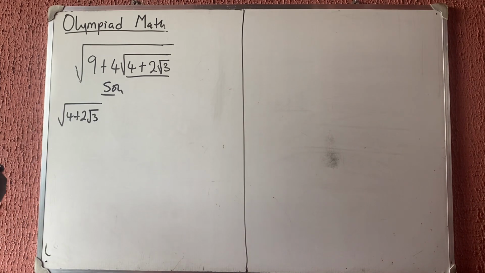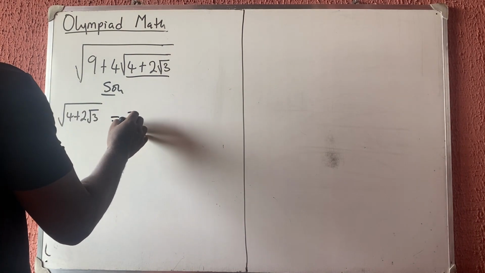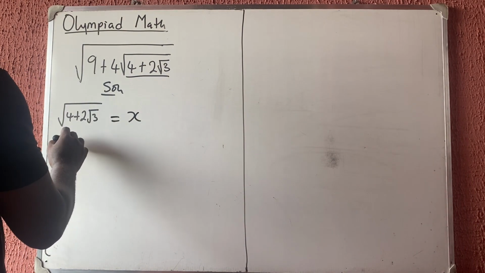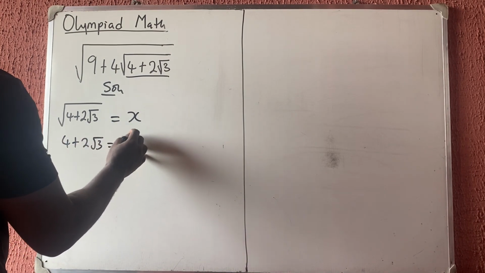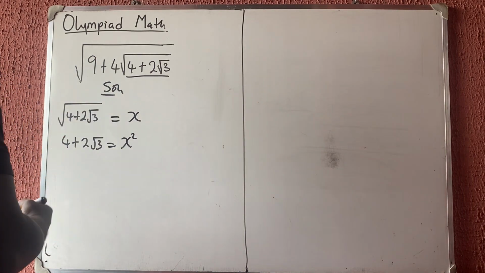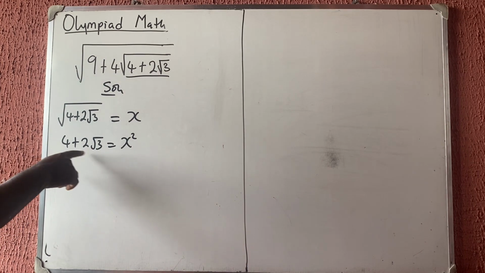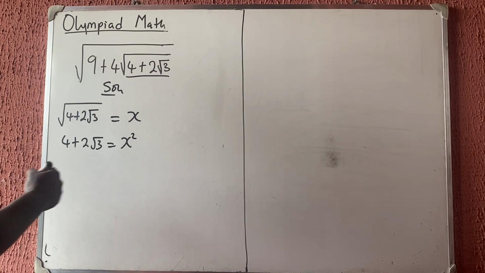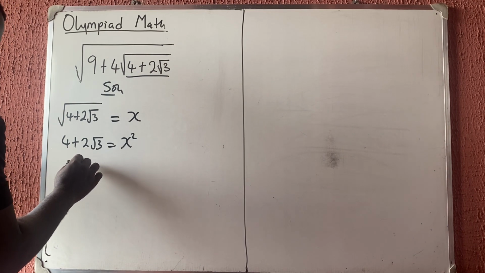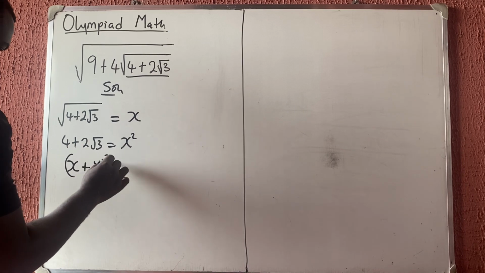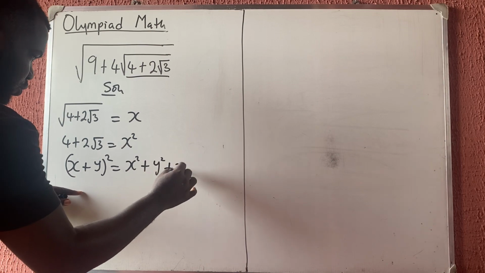Okay, I'm going to be solving this with two methods. The first one is I can say let it be x. Now if I square both sides, I'm going to have that 4 plus 2 root 3 is equal to x squared. That is, the square root moves to this side to become squared. All right, now the next thing you do is to break this down to look in the form that (x plus y) all squared is equal to x squared plus y squared, then plus 2xy.